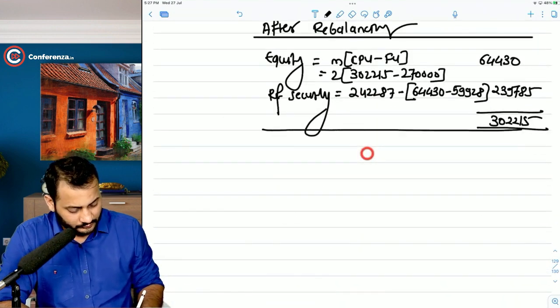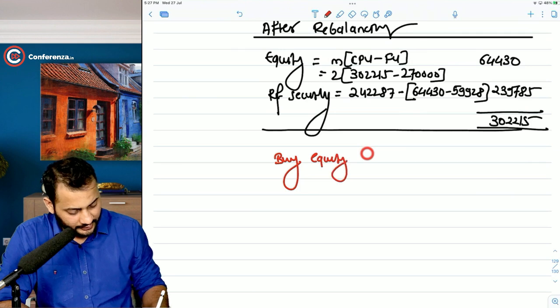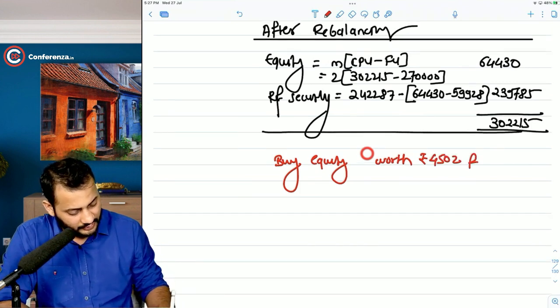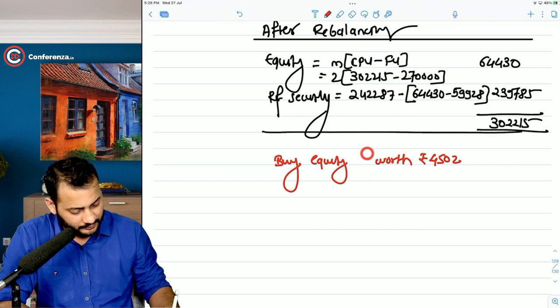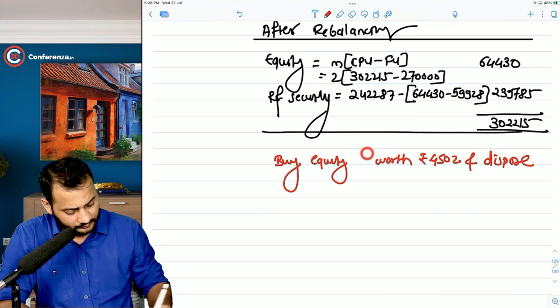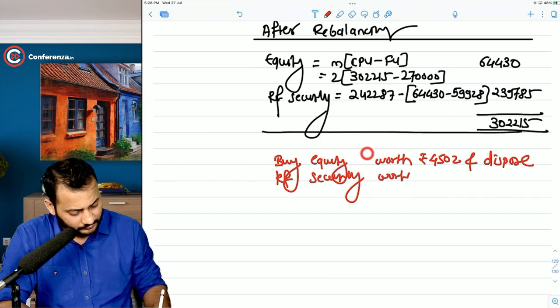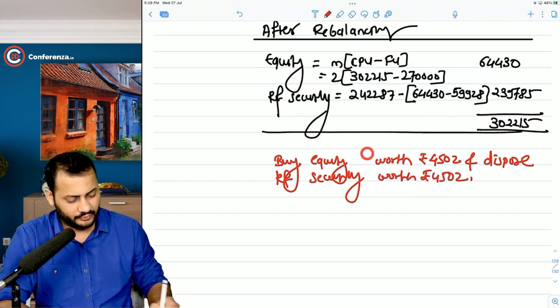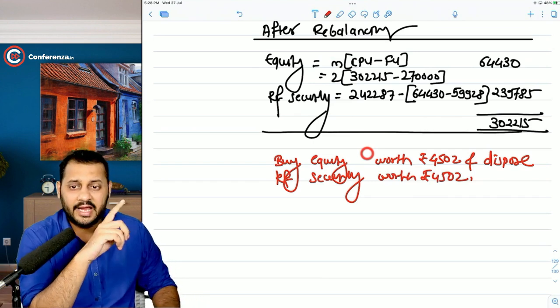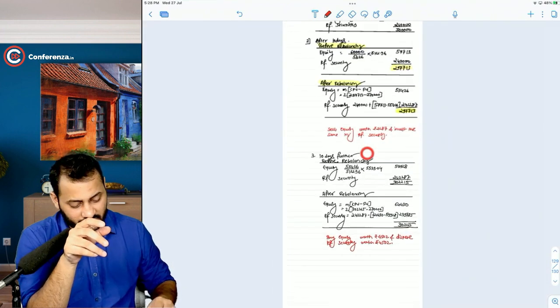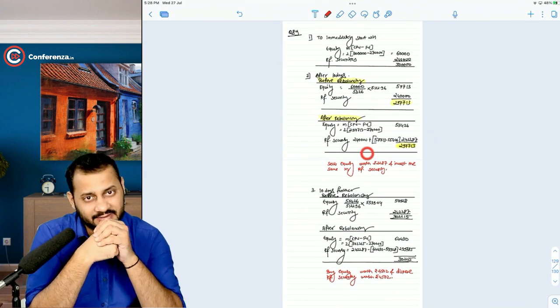Write down the action. Buy equity worth rupees 4,502 and we can say dispose of risk-free security worth rupees 4,502. Now this just one action will bring your entire portfolio back to your strategy. So this is what the portfolio rebalancing is.